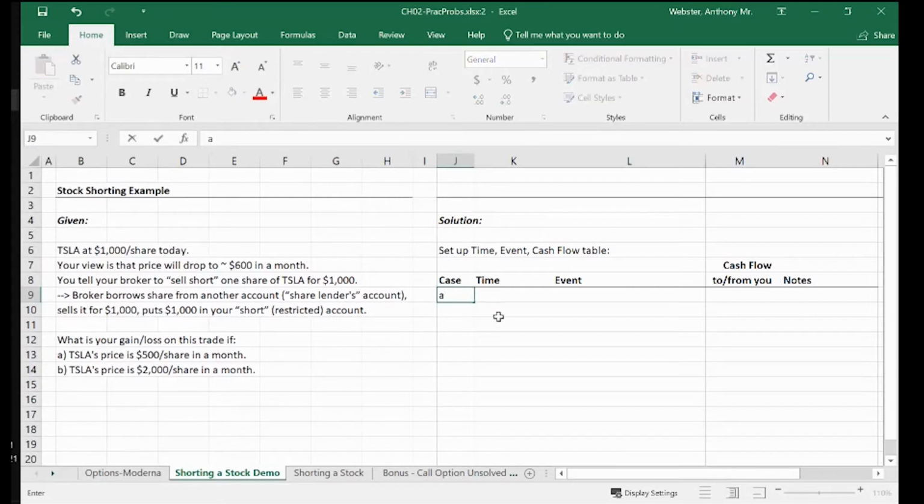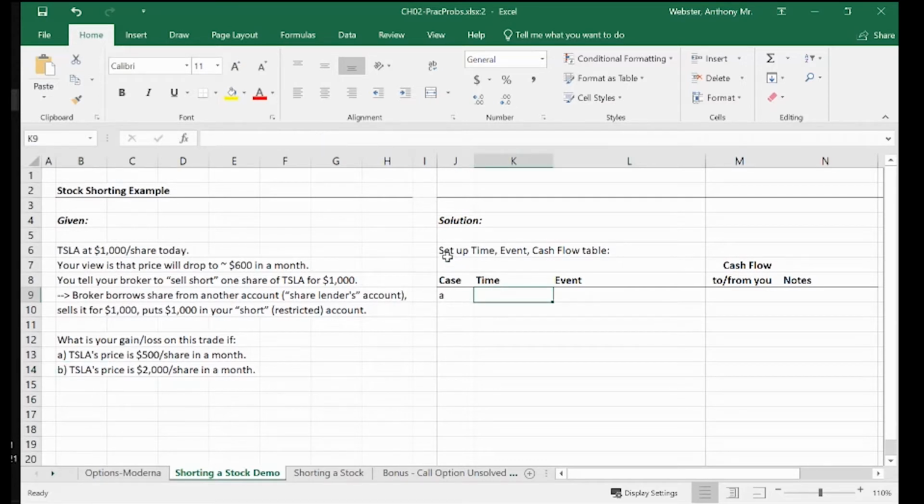So we want to know here what's the gain or loss on this trade if Tesla's price goes down to 500 a month. So that would be better than your estimate. Or B, if the price goes up to $2,000 per share in a month.